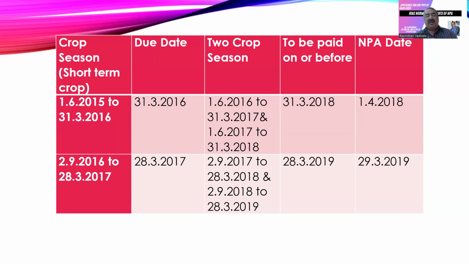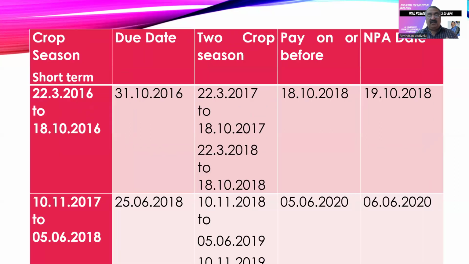So the amount which is due on 28/3/17 has to be paid on or before 28/3/19. Otherwise, this account will become NPA on 29/3/19. So this is clearly explained for short-term crop. From the due date, add two crop seasons, that is the crop seasons which come after the due date. So from there, you have to arrive at the date.